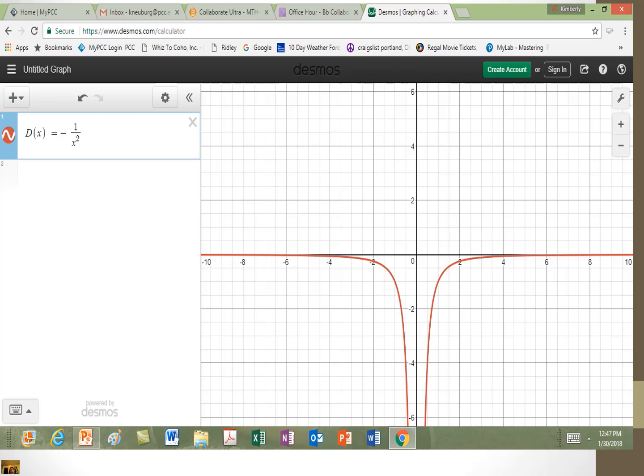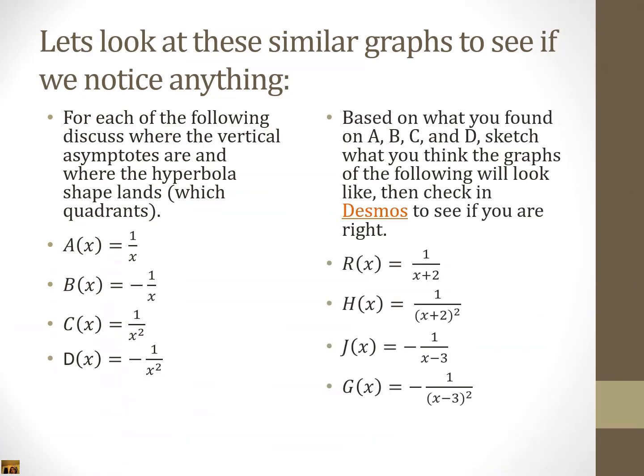Now, knowing that those are the basic shapes and that we have transformations that can shift these shapes left, right, and up and down, take a look at these functions and try and sketch what you think it would be. So in your groups or tables, sketch what you think these would be based on what functions A, B, and C and D looked like, and then go to Desmos and check yourself to see if you're correct. So you can pause now and give that a try.